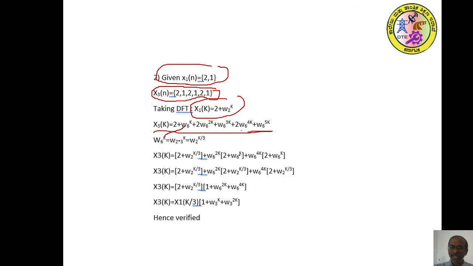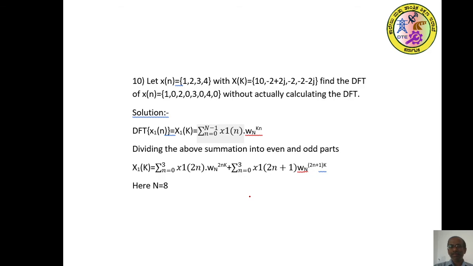In all 3 terms, who is common? 2 plus omega 2 power k by 3 is common. Take it outside. The left out term is 1 plus omega 6 power 2k plus omega 6 power 4k. Rearrange this also: 2 and 6 you can cancel and rewrite this as omega 3 power k, and this as omega 3 power 2k. Compare this answer with our previous one. Hence the property is verified. It looks different, but it's a very simple concept.